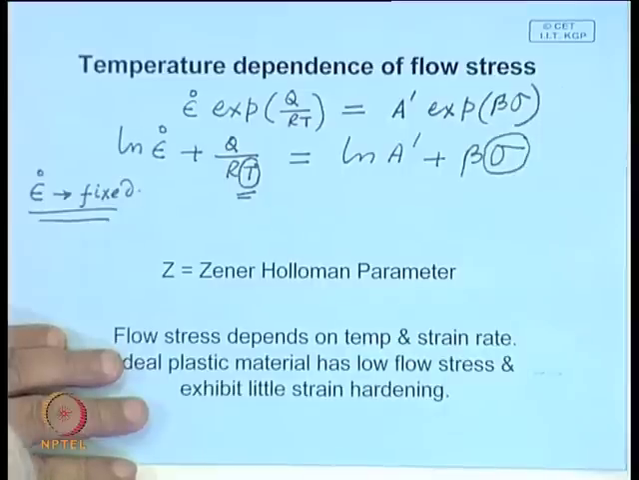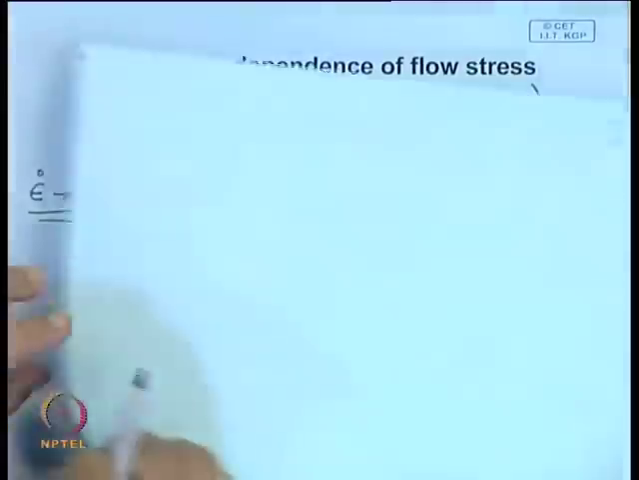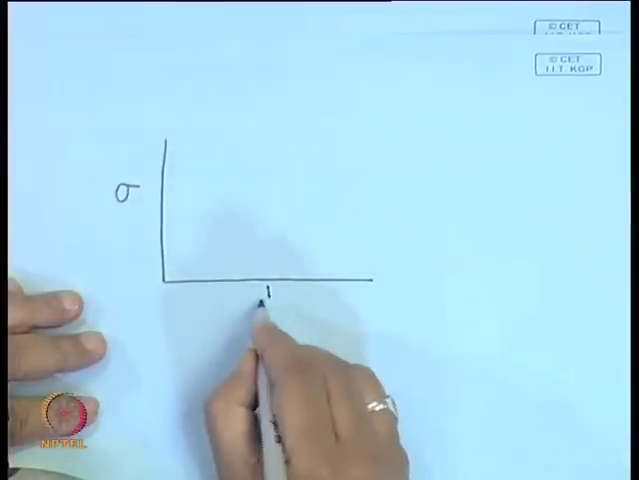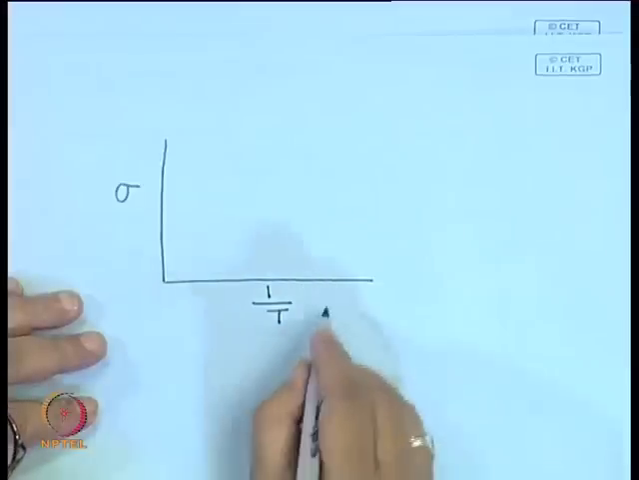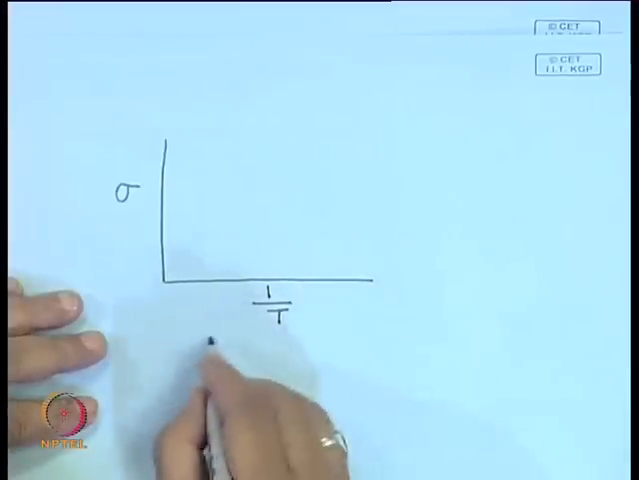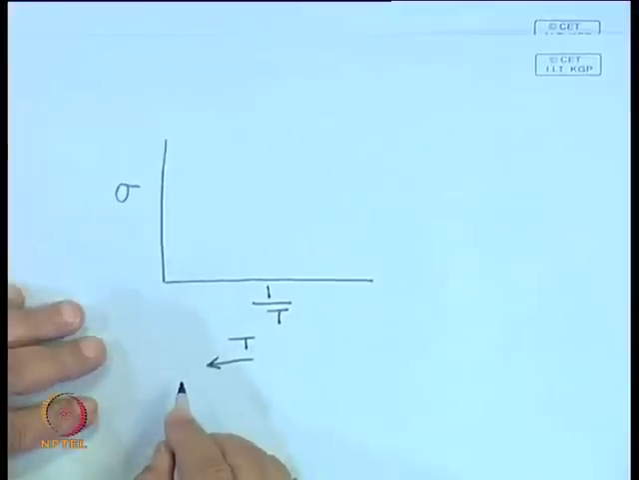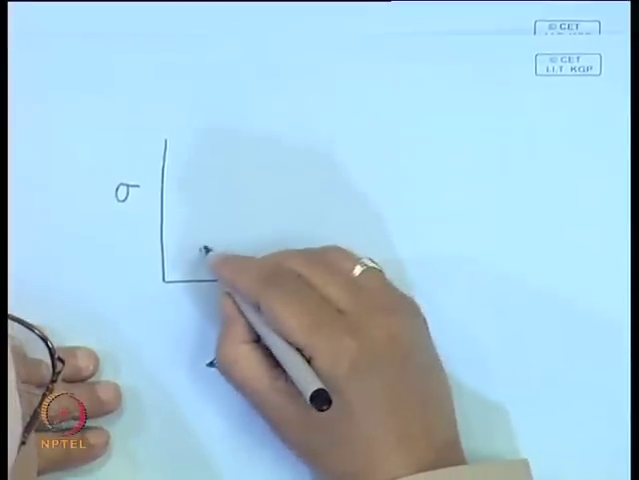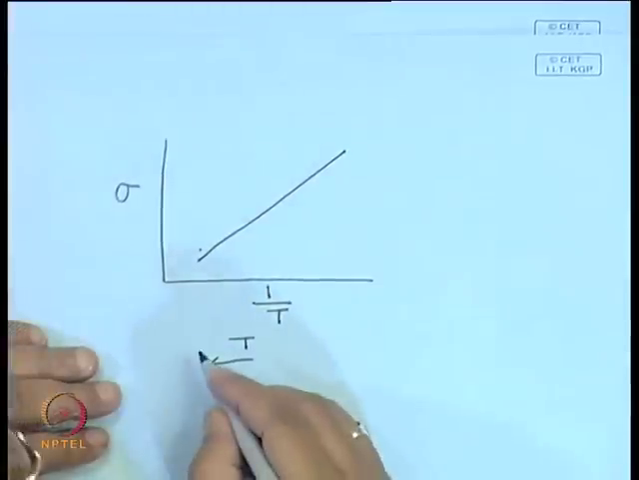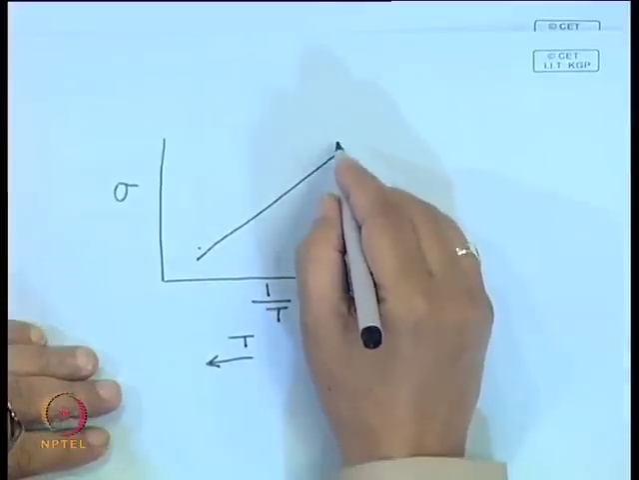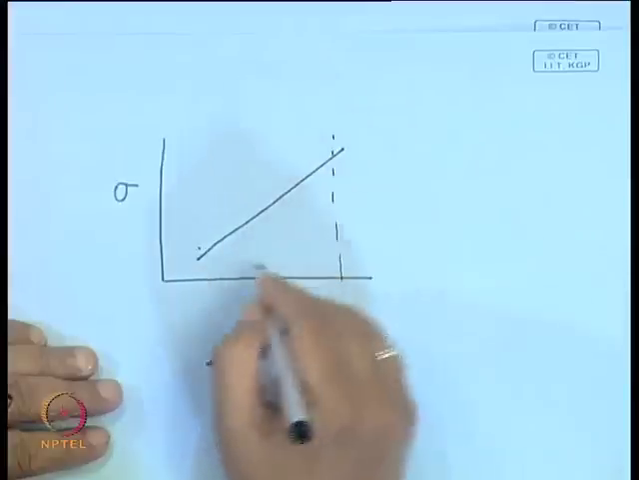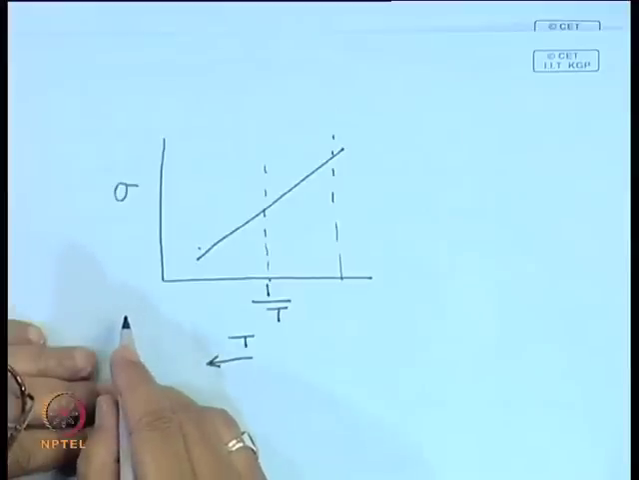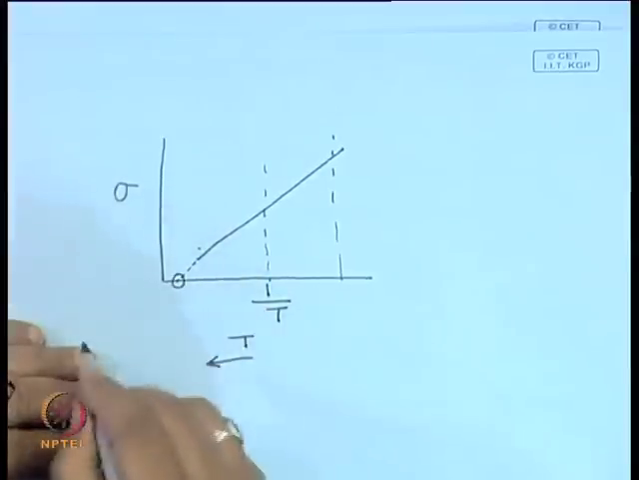Therefore, if you make a plot, what will the plot look like? If you make a plot of sigma against 1 over temperature, the temperature is increasing in this direction, so T is increasing this way. That means the higher the temperature, the lower is the strength of the material. So, it is something like this. At a low temperature, room temperature, your strength may be somewhere here, but if you increase the temperature, the material is more amenable. In most materials the strength goes down and it becomes easier to deform. If you extend it, it may reach a point zero.